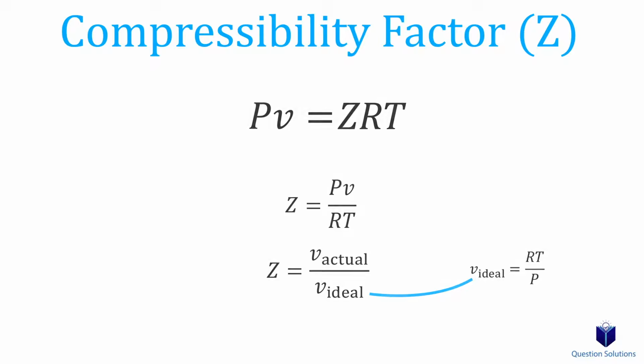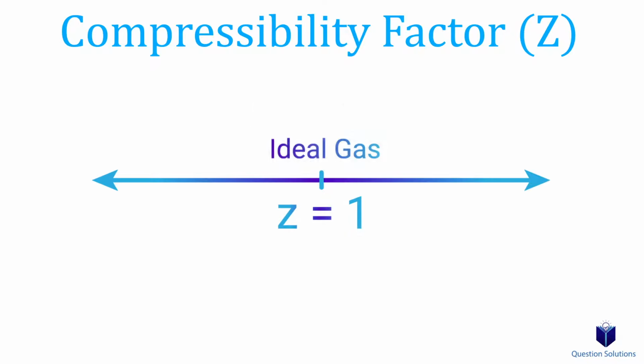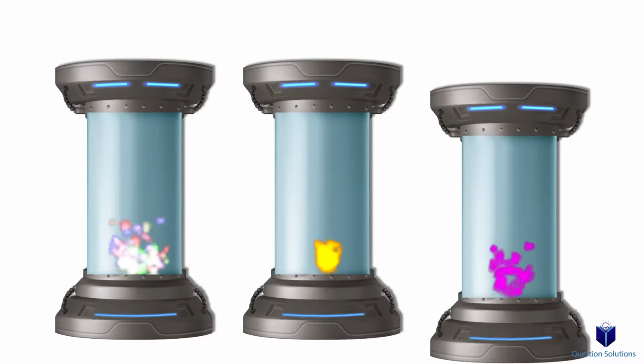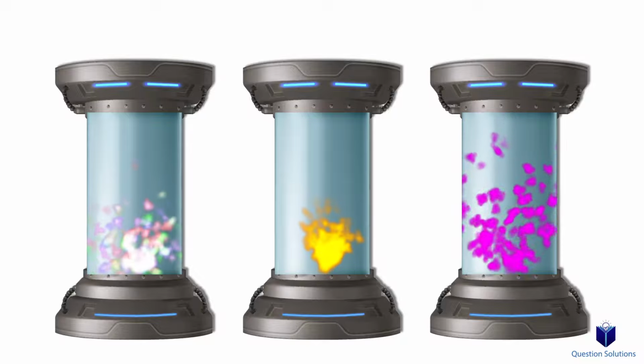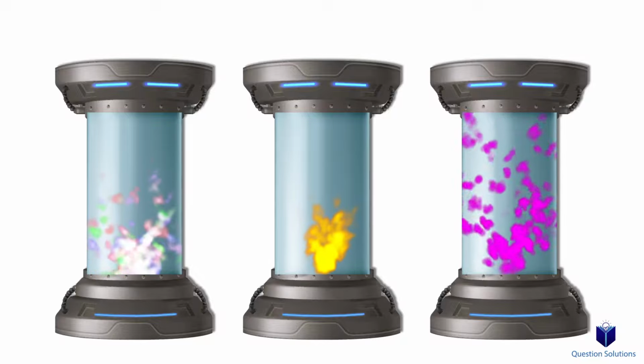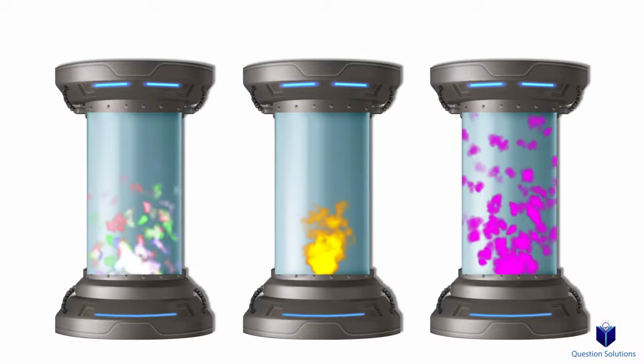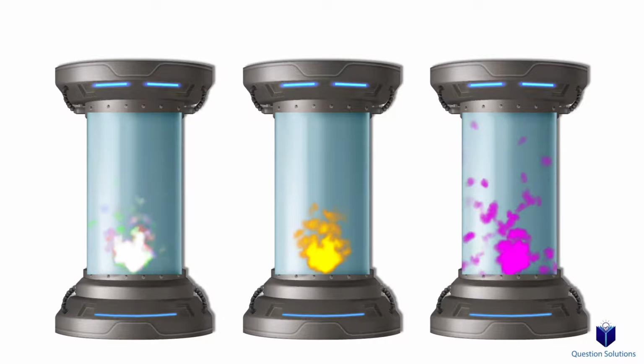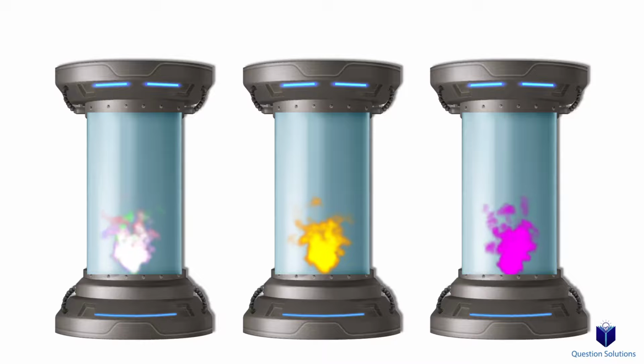If the compressibility factor is 1, then it's an ideal gas. The further away the compressibility factor is from 1, the more the gas deviates from ideal gas behavior. Now gases behave differently depending on the given temperature and pressure. But the cool thing is, they behave pretty much the same when the temperatures and pressures are normalized with respect to their critical temperatures and pressures.